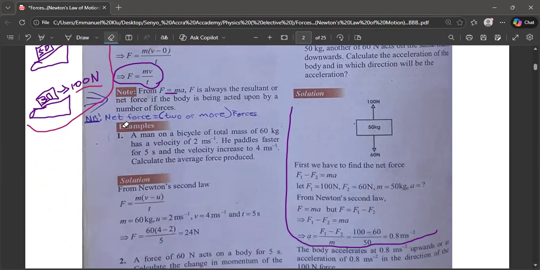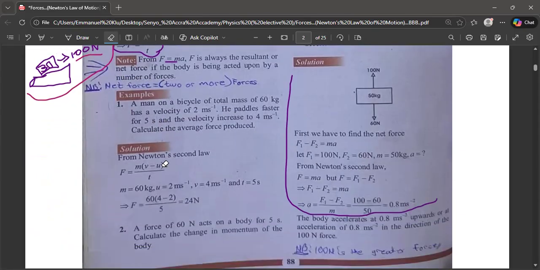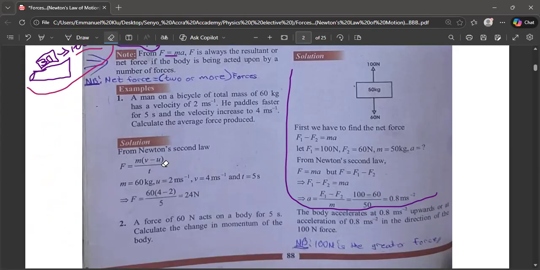Okay, let's proceed. We have a question over here. Kindly read the question out. The body accelerates at 0.8 meters per second squared in the direction of the 100 Newton force. I say you should read the question.